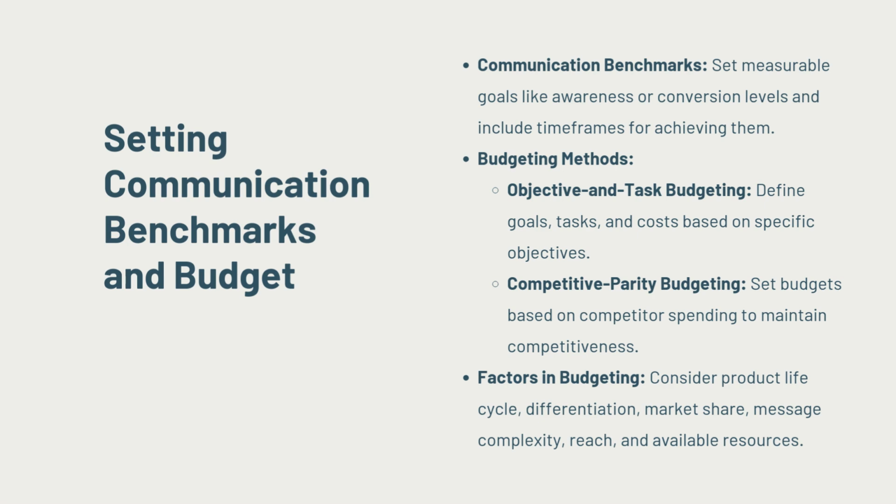Reach impacts budget since wider audiences need more resources, with global campaigns costing more. Competitive communication requires spending to match competitors' visibility, which is highly essential in a high stakes market. Finally, available resources shape choices, because smaller brands prioritize cost effective channels like social media, while larger brands may invest in extensive campaigns across multiple media. Together, these factors guide strategic allocation of communication budgets.